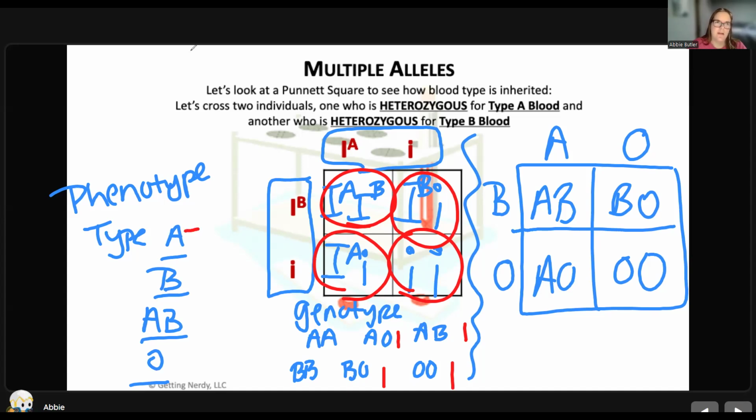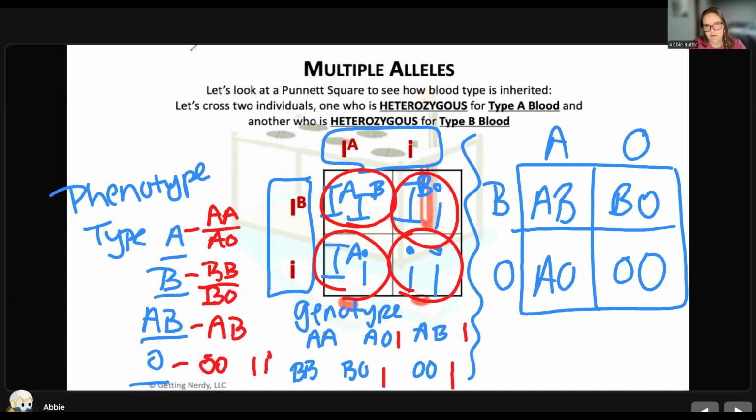Anything that says AA or AO would tally up for the phenotype type A. Anything that says BB or BO would tally up for the phenotype B. Anything that says AB would be the AB phenotype. Anything that says OO would be the O phenotype, which would be the same thing as little i. AB is the same thing as saying IA, IB. BB is the same thing as saying IB, or IB little i. AA is the same thing as saying IA, or IA little i.